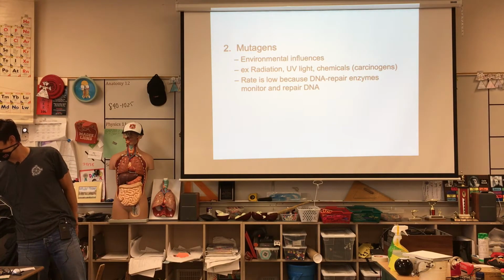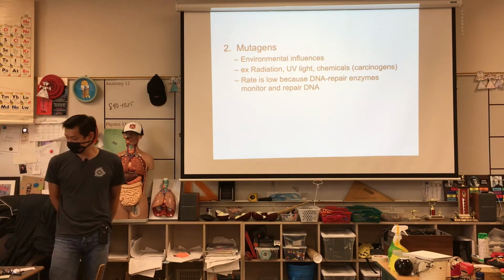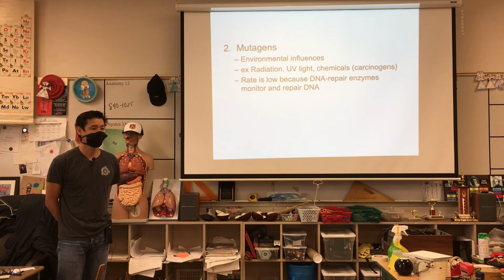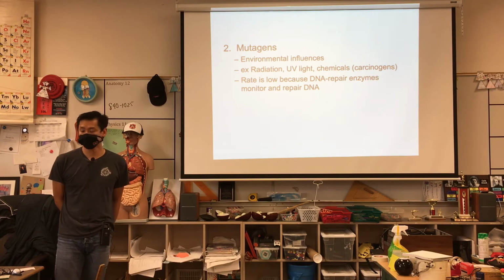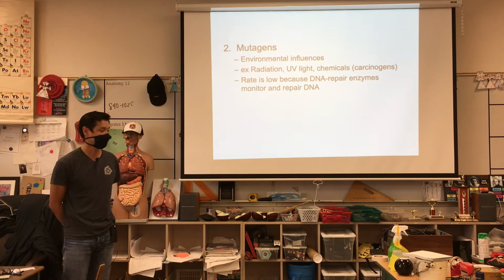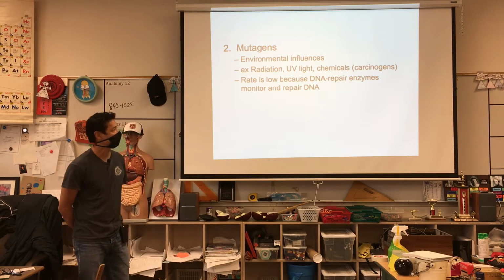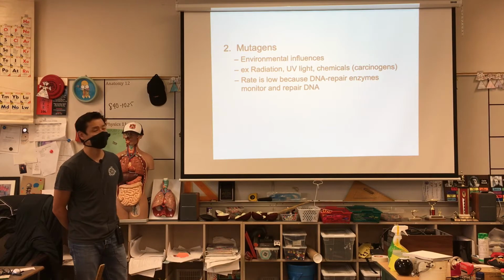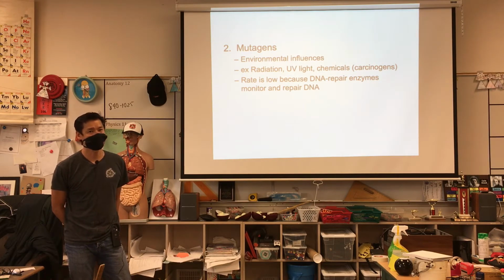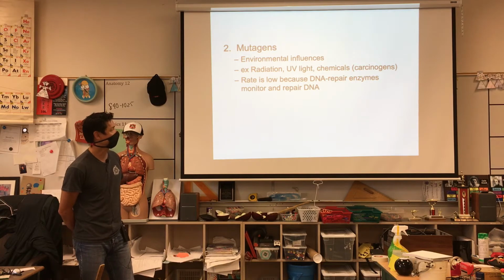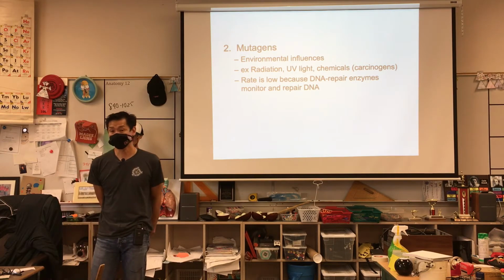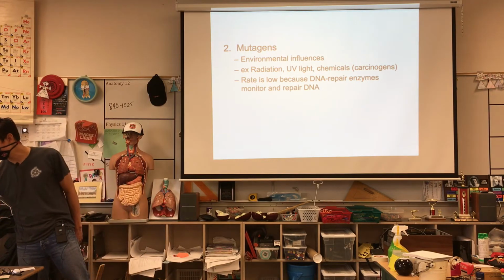The things that can cause mutations include mutagens as well. So mutations can happen just by mistakes in replication, but also mutagens. And that can be environmental influences, such as energy, radiation, UV light, or chemicals. Any chemicals that can cause mutations are called carcinogens. They have a special name. The rate is low because DNA repair enzymes also repair and make any changes to DNA as errors happen. Okay, and that happens in the nucleus.